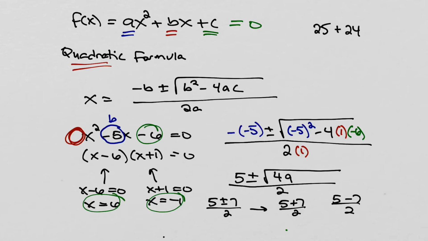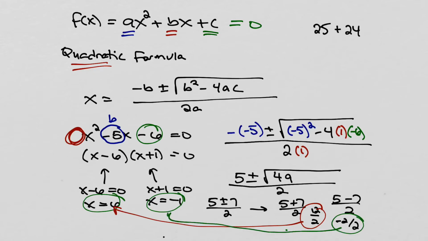Of course, 5 plus 7 over 2 is just 12 over 2, and 12 over 2, of course, is the same thing as 6. Right? And then 5 minus 7 over 2 is just negative 2 over 2, and negative 2 over 2 gives me the same thing as minus 1. So we had two ways to solve this.